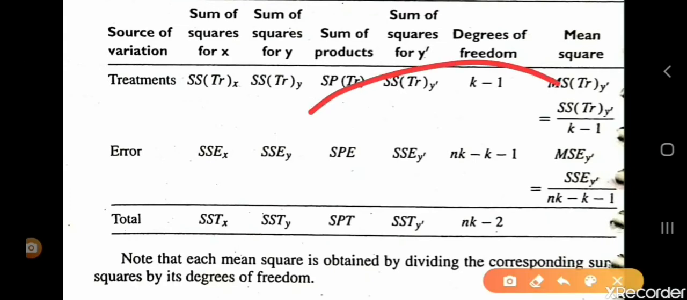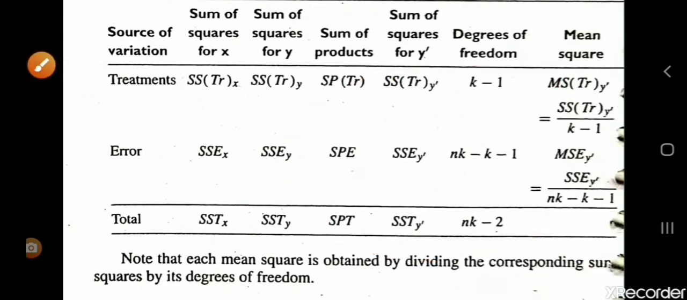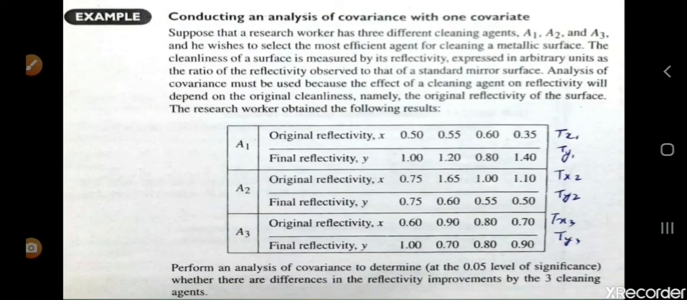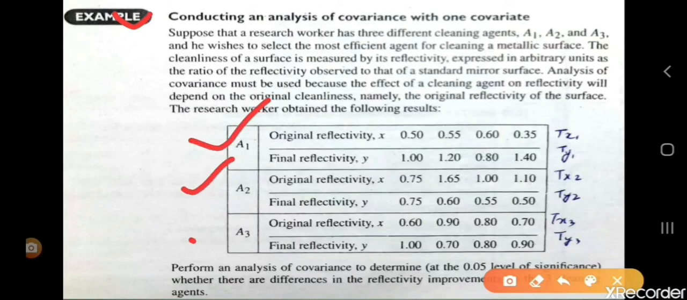Then we'll make this all table. Okay, so now we are going to understand this by using one problem. In this problem, we are conducting the analysis of variance with one covariate. A researcher is working with three cleaning agents, A1, A2 and A3. So there are three treatments.